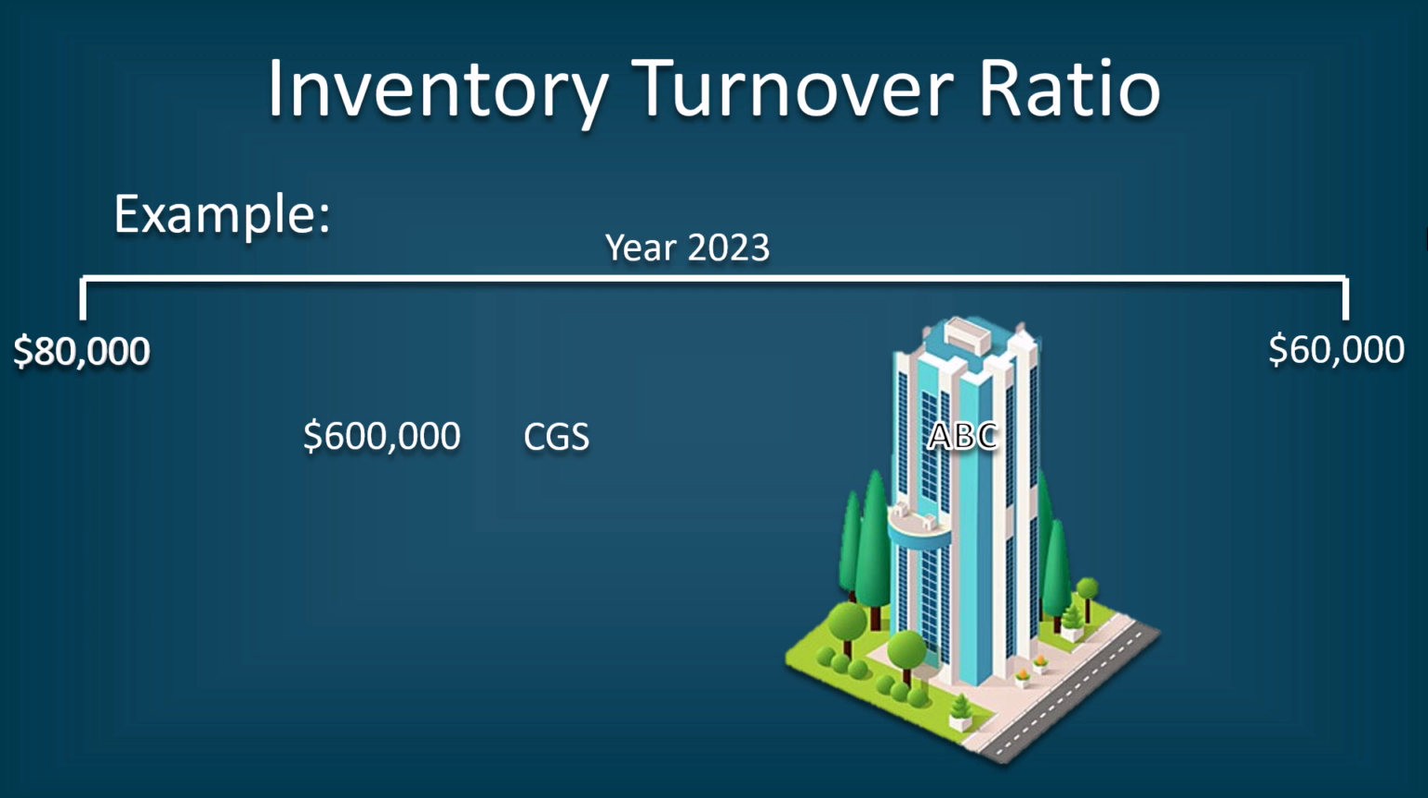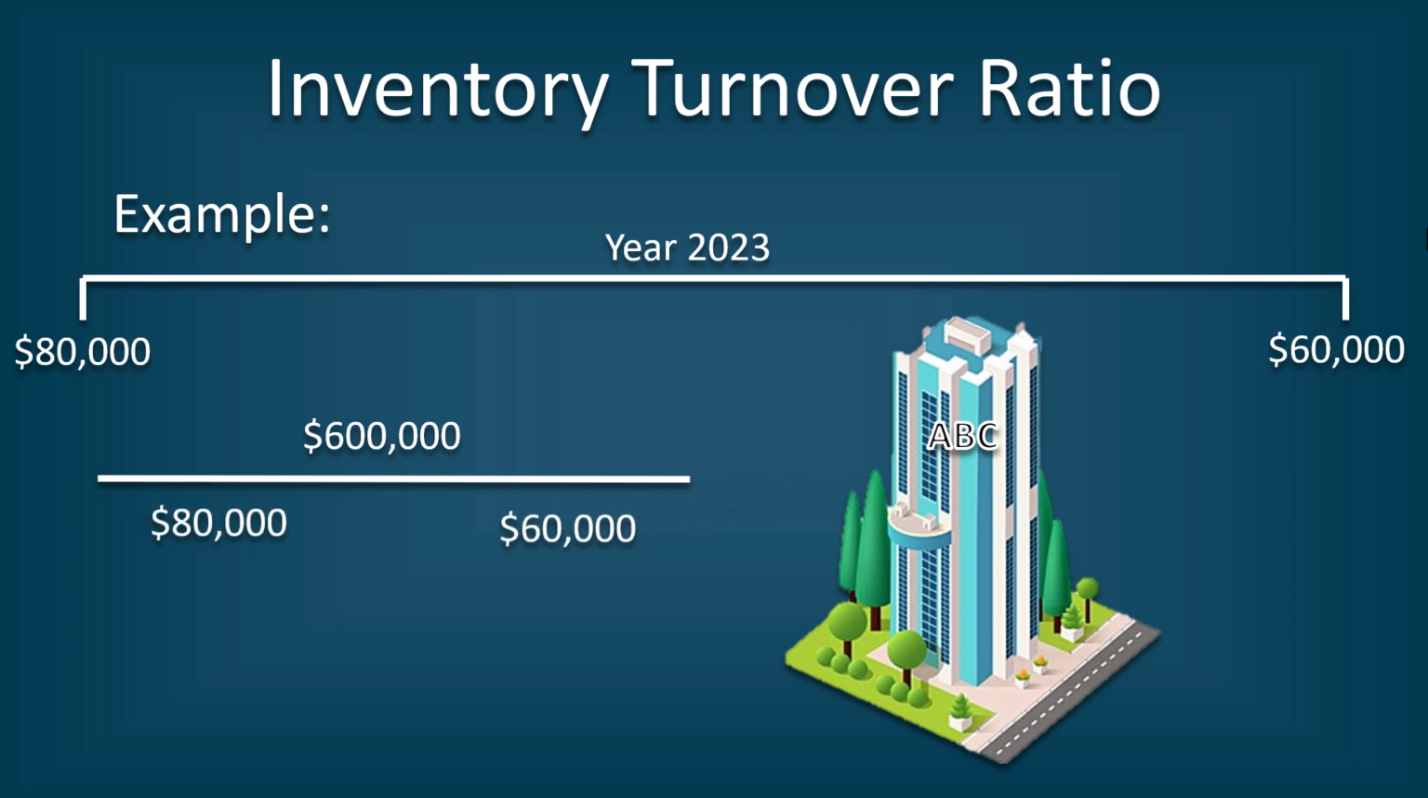First, we need to calculate the average inventory. So, beginning inventory, $80,000, plus ending inventory, $60,000, equals $140,000. Now, divide that by 2. So, $140,000 divided by 2 equals $70,000.